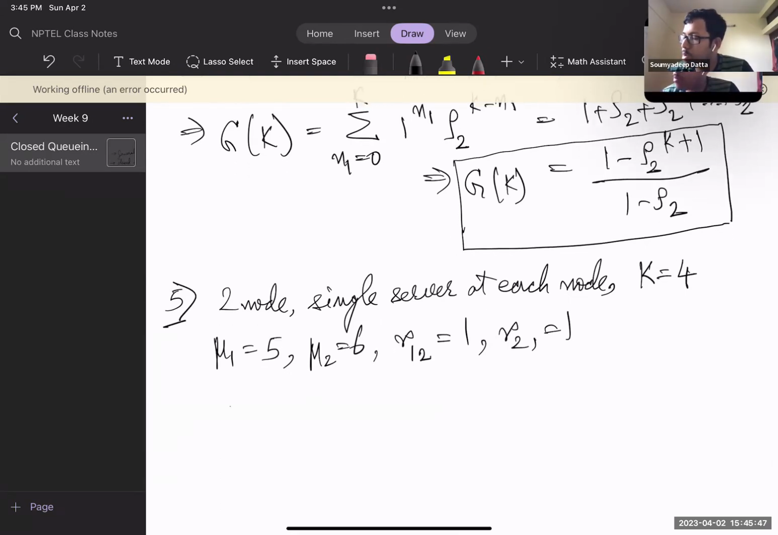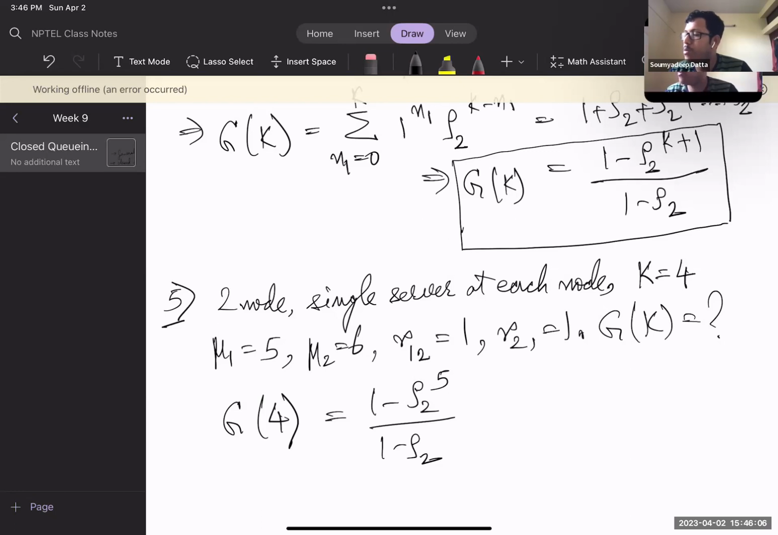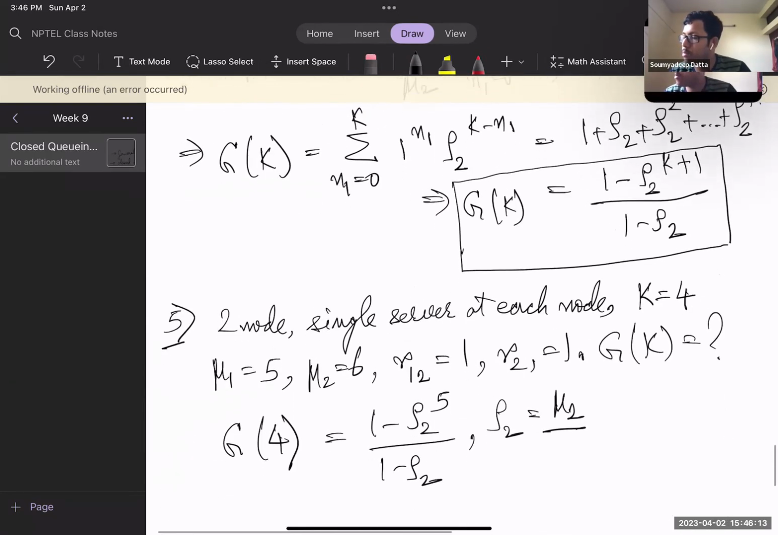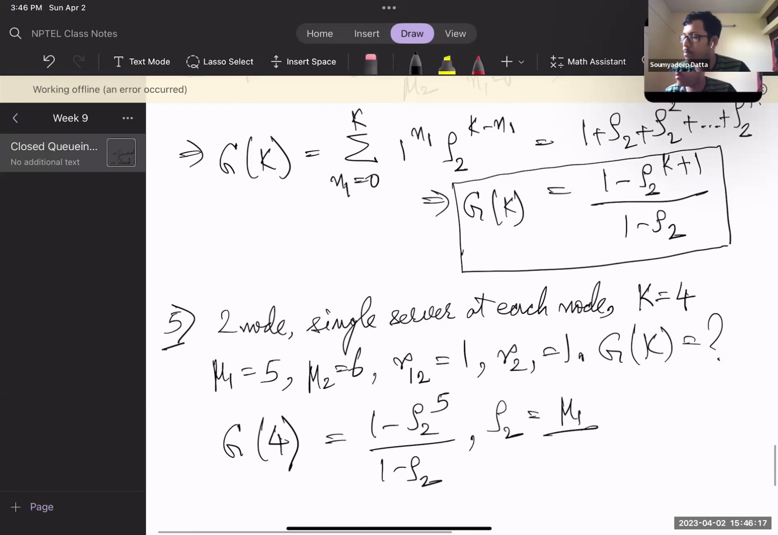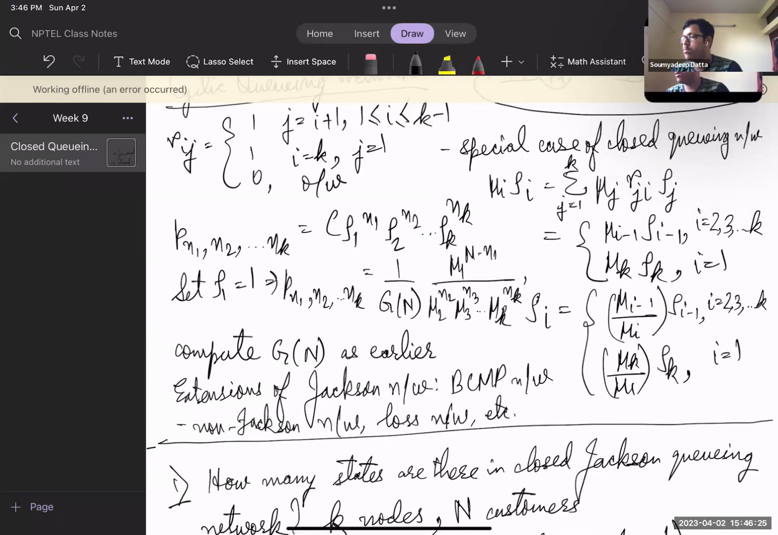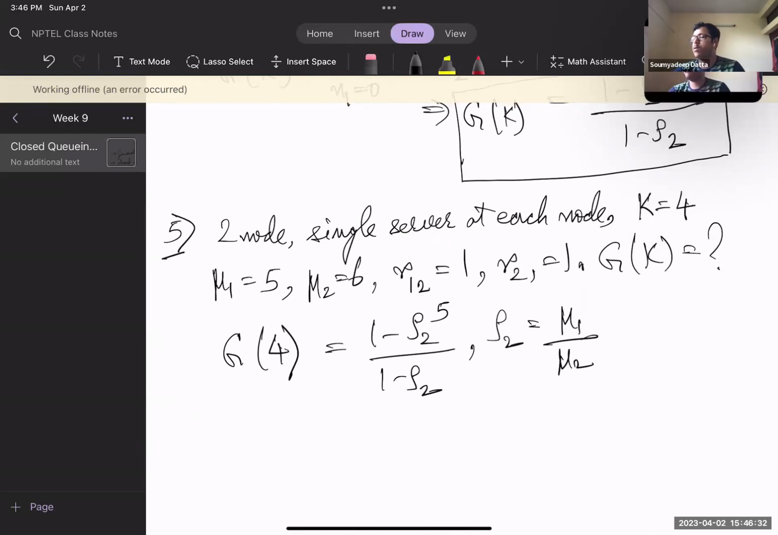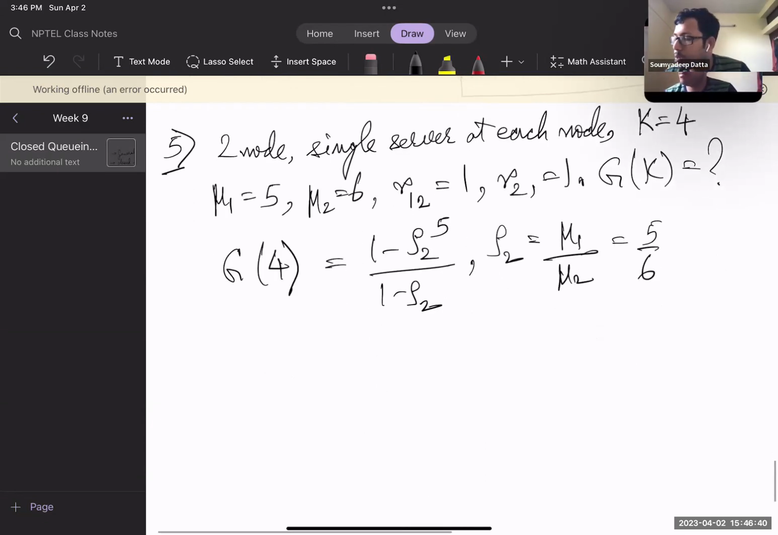So the question is, what is the value of g of k? That's a normalization function. So you can simply use the formula g of 4, because k is equal to 4, 1 minus rho 2 to the power 5 by 1 minus rho 2. And here rho 2 is mu1 by mu2. We can use this relation from the state transition diagrams, mu of i minus 1 by mu i. And we know rho 1 equal to 1. We usually set rho 1 equal to 1. So rho 2 equal to mu1 by mu2, which is nothing but 5 by 6. And so then this becomes a calculation job.